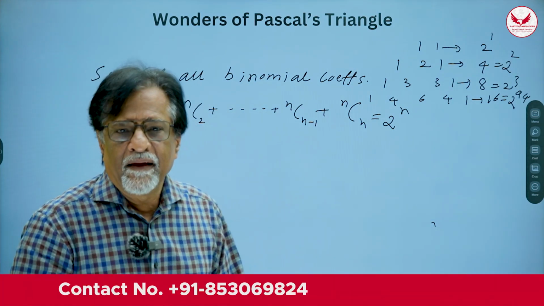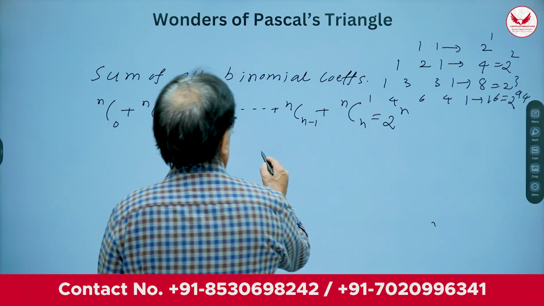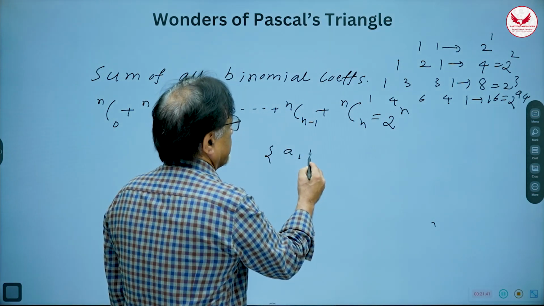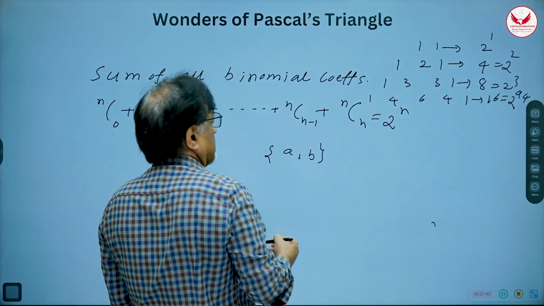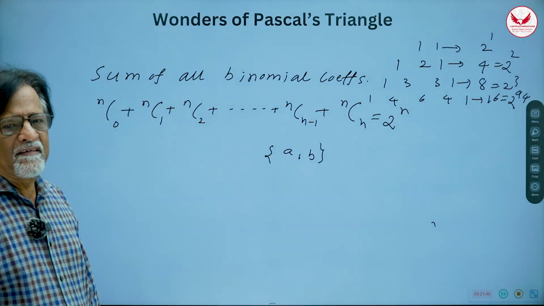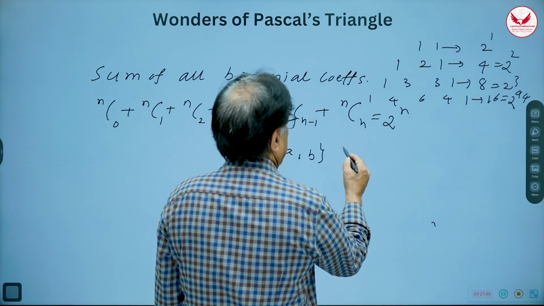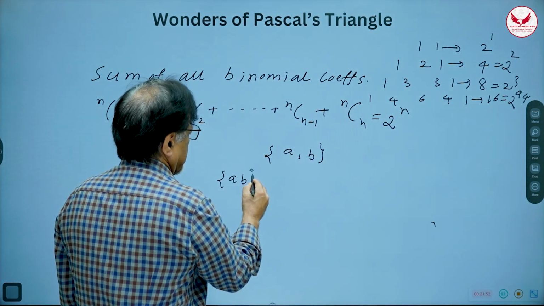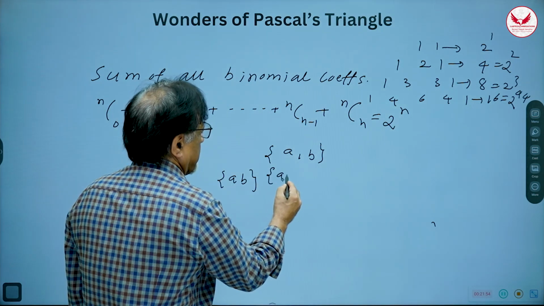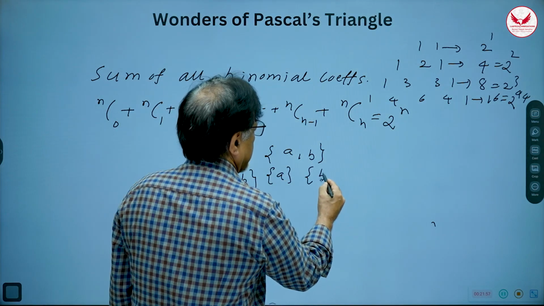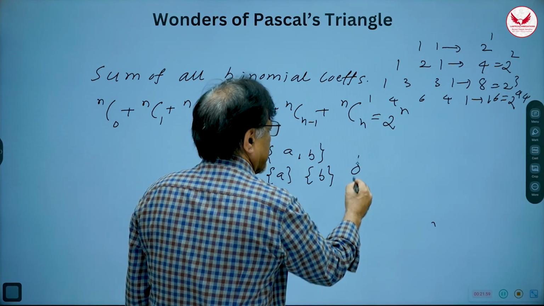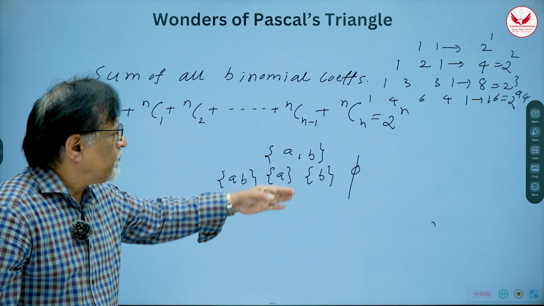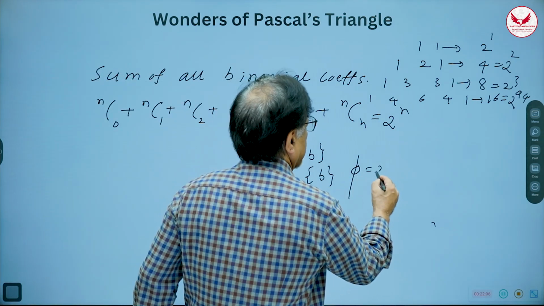By the way, suppose there is a set A and B. How many subsets does it have? Let us see. One subset is itself, that is AB itself. Then the singleton sets, single A and single B, and the empty set. So how many subsets does the set containing two elements have? 4. So that is 2 squared.